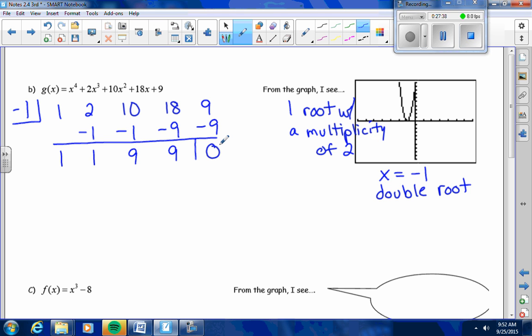Now, what's special about this one was -1 is a double root. It had a multiplicity of 2. So because it has a multiplicity of 2, that means we use -1 again. So we use -1 twice in our synthetic division.